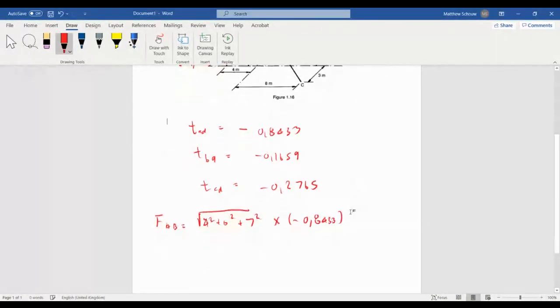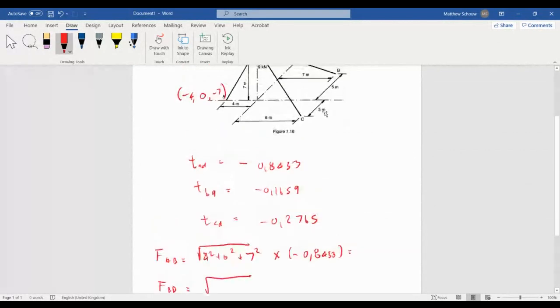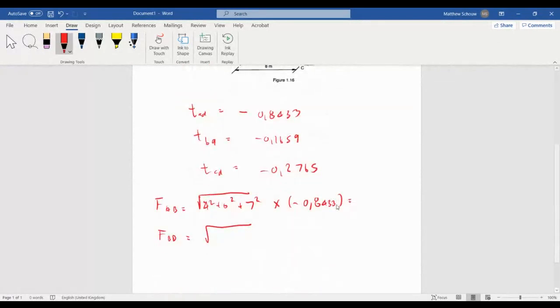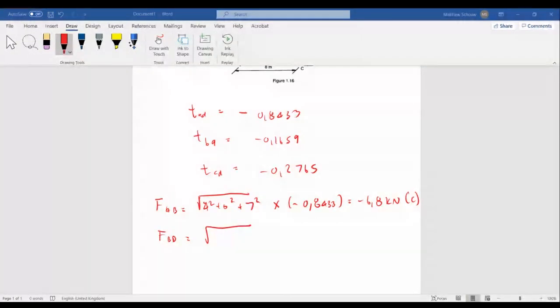0.8433. What's your force over there? AD. The length in this case is going to be minus 6.8. Thank you, Annalisa. Minus 6.8 or 6.8 kilonewtons. Of course, that's a strut. It's been compressed. The next one.